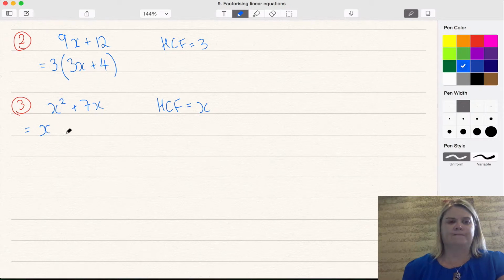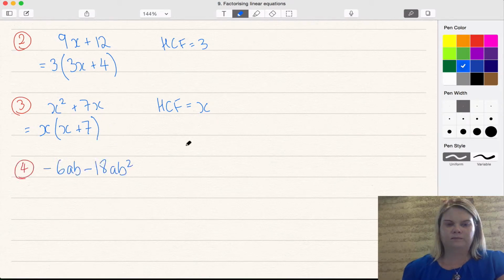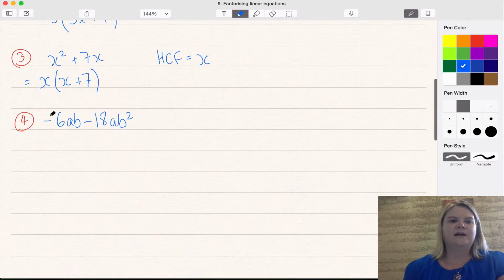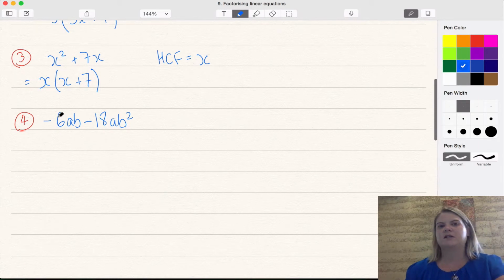Take an x out the front of the brackets. X times what makes x squared? X times x. X times what makes 7x? 7. And it's fully factorised. Final example here has a number and a pronumeral part in the first term and a number and a pronumeral part in the second term. So we might be able to take out a number and a pronumeral this time. So we just need to do them separately. Start with the number, then start with the pronumerals.